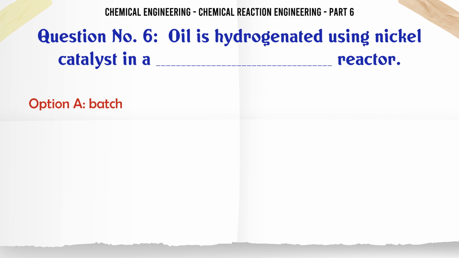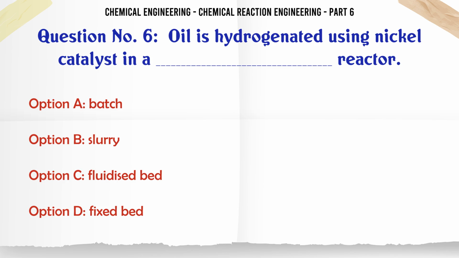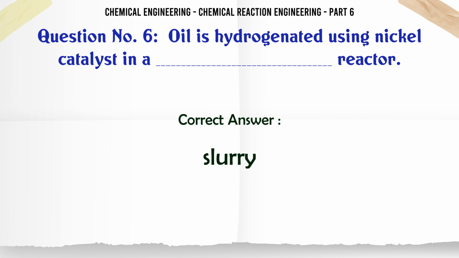Oil is hydrogenated using nickel catalyst in a reactor. A. Batch. B. Slurry. C. Fluidized bed. D. Fixed bed. The correct answer is slurry.